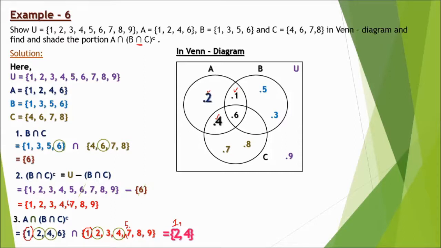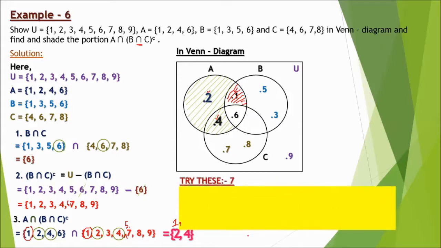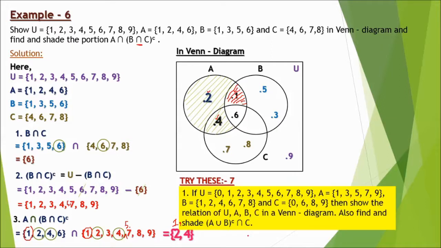I think 1 is not included in your Venn diagram, which you are going to see right now, but we have to include 1 also. This is also part of the solution. So 1, 2, and 4 must be included. This is the correct one. So try this question yourself, and you can do it easily. Let's move to another slide.